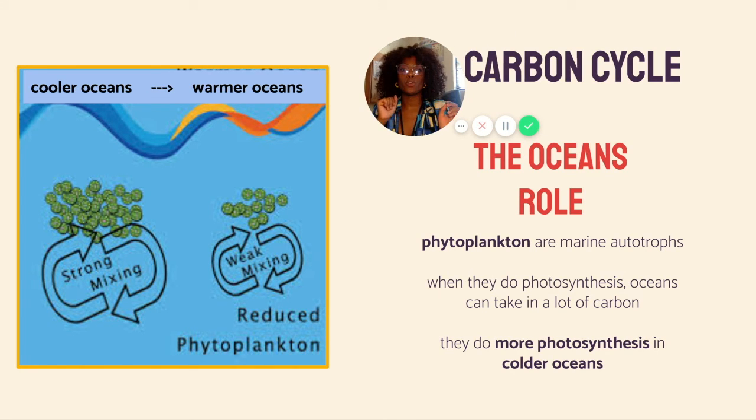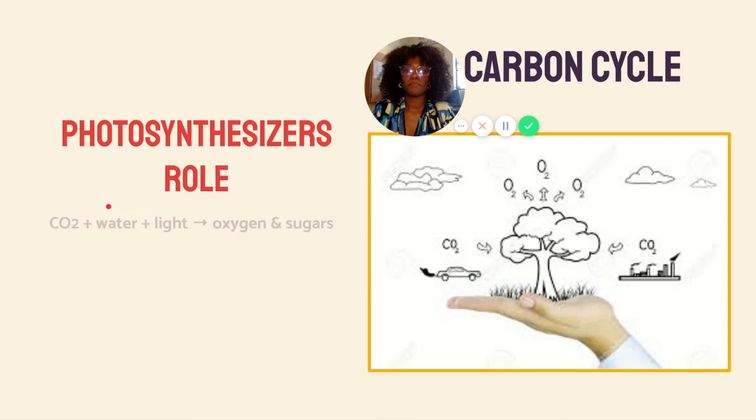In a warmer ocean, they're going to have weak mixing. That's going to be a reduced photosynthesis and reduced phytoplankton. So in a cooler ocean, it can do more, and in a warm ocean, it does less.